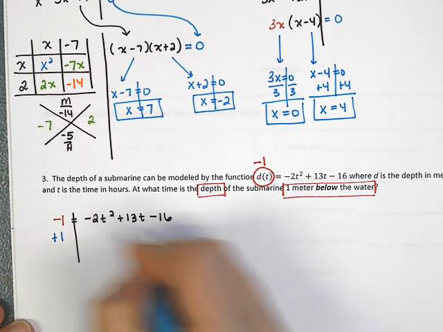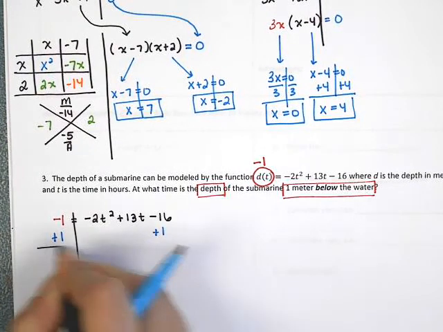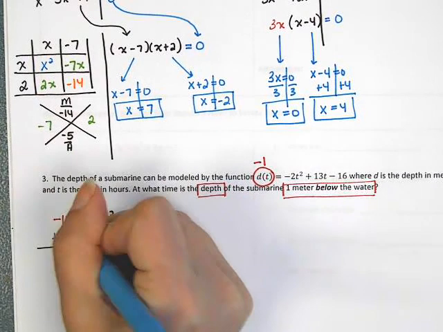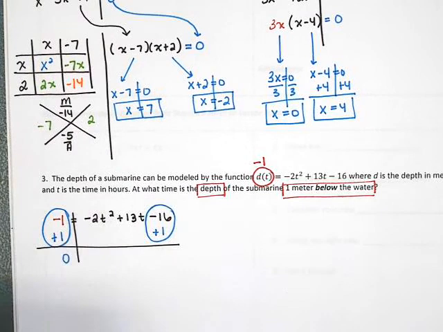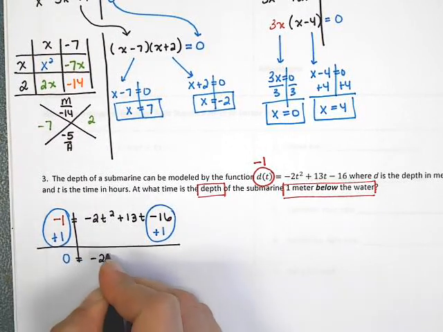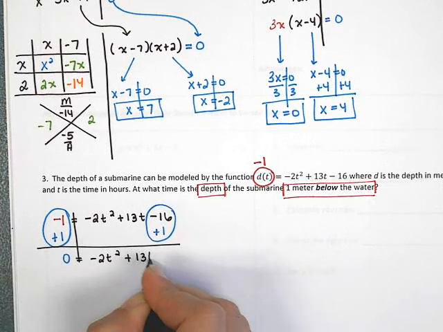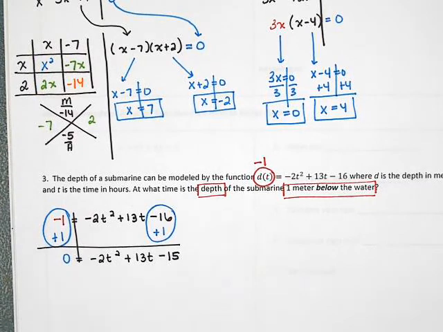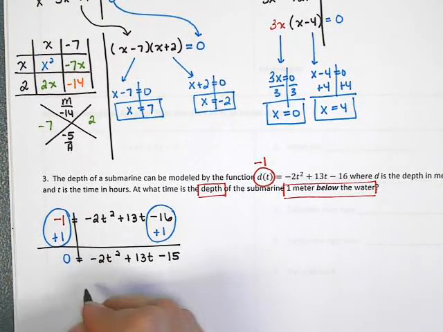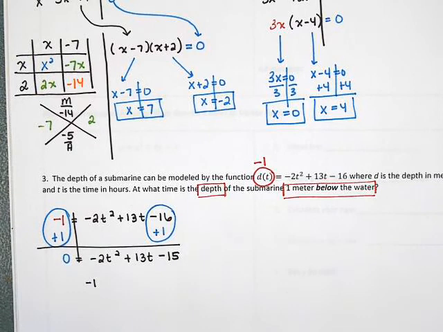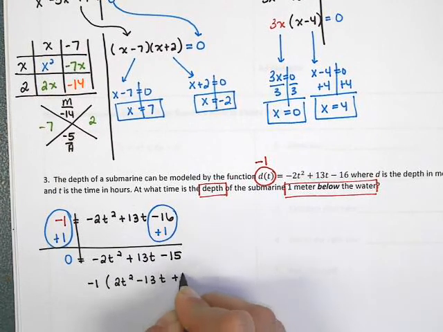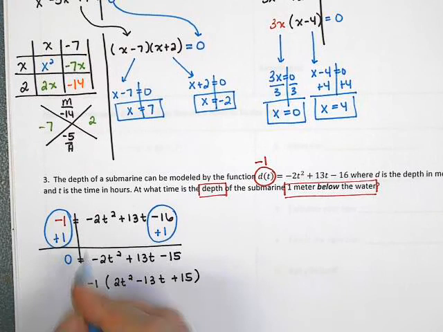So I'm going to start by adding 1 on both sides. You'll notice I wrote down the plus 1 underneath the negative 16 because those are like terms and they're going to get combined. Negative 1 plus 1 is 0 equals negative 2t squared plus 13t, and then I'm going to have minus 15 because negative 16 plus 1 is negative 15. Now I'm going to look for a GCF. In this problem, the GCF is negative 1, and what's left over would be 2t squared minus 13t plus 15. And of course, we have our equals 0 that I'm just going to bring down.